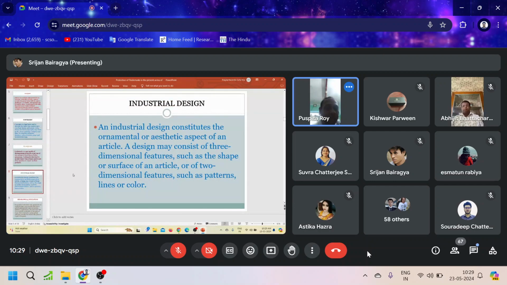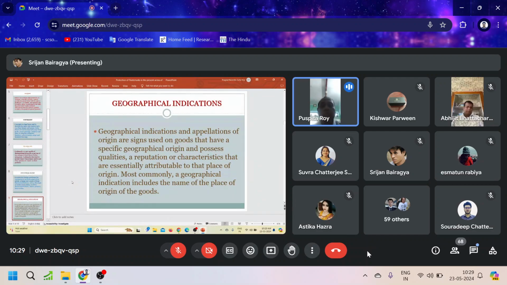Industrial designs. Industrial designs constitute the ornamentation or aesthetic aspect of an article, a design given to a particular article. That is the industrial design. Then next slide, geographical indications. Geographical indications concern the importance of a thing with regard to its location.